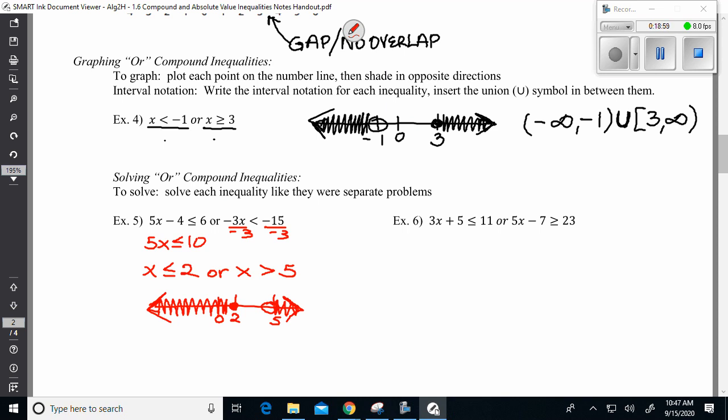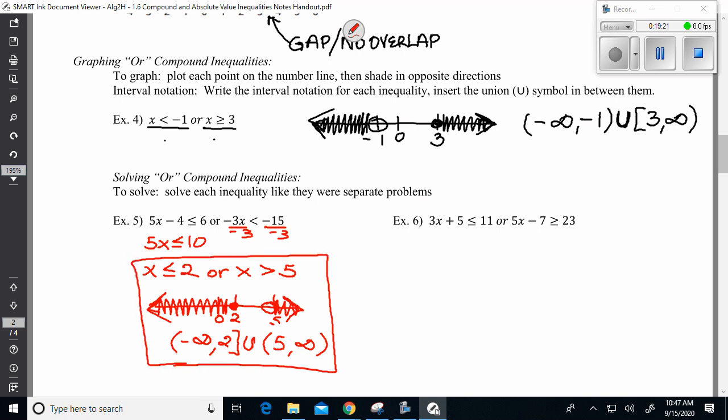So for interval notation, you have two separate intervals. -infinity to 2, and a bracket. 5 to infinity. So there's your algebraic, there's your graph, there's your interval. There's your three parts. Questions before we continue?